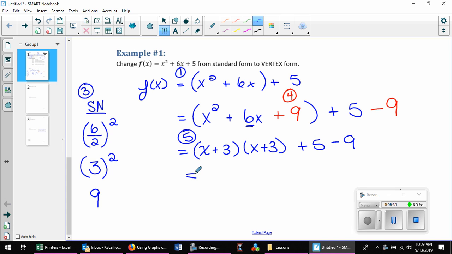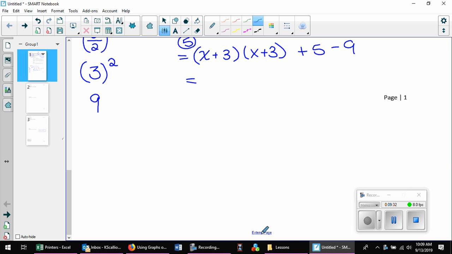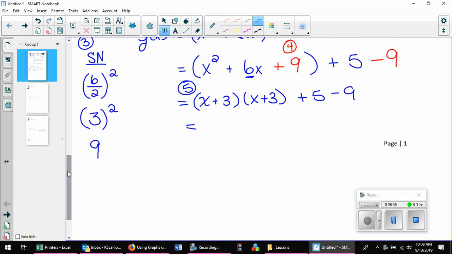So now, on the next line, I'm going to be efficient, and I'm not going to write x plus 3 twice. I'm going to write it as x plus 3 squared. Ladies and gentlemen, if this is not a perfect square, you've done something incorrectly. Okay. And then I think step 6 says, okay, so I didn't finish step 5. Step 5, I need to simplify. So positive 5 minus 9. And step 6 is you're now in vertex form.